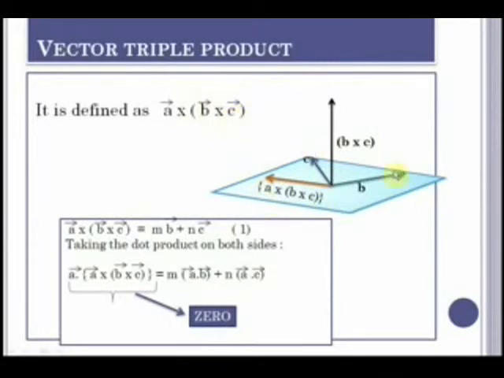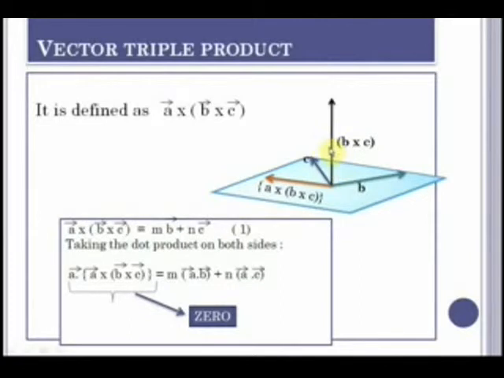Let us say that this is the plane in which vector B and C lie. So now this is vector B, this is vector C. Now we see that the cross product of B and C would be B cross C, and this vector would be perpendicular to the plane of B and C. So B cross C is a vector which is perpendicular to the plane of B and C.